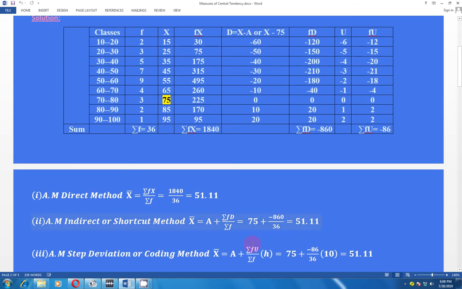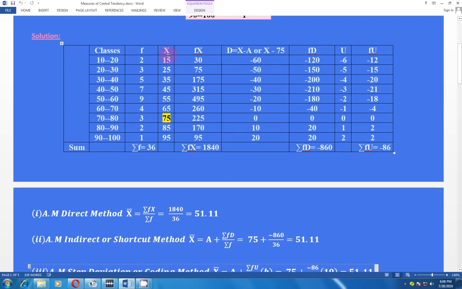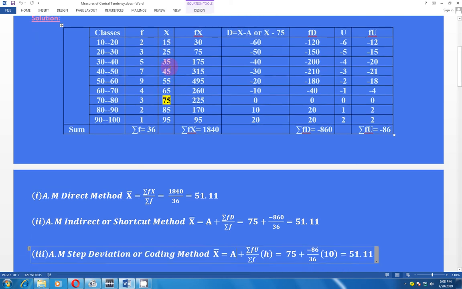In the third method, which is step deviation or coding method, the formula is a plus sum of fu divided by sum of f, multiplied by h. We already discussed a. Sum of f is 36. What is h? H is simply the difference between x values. So what is the difference? 15, 25, 35, 45. The difference is 10. So h is 10.